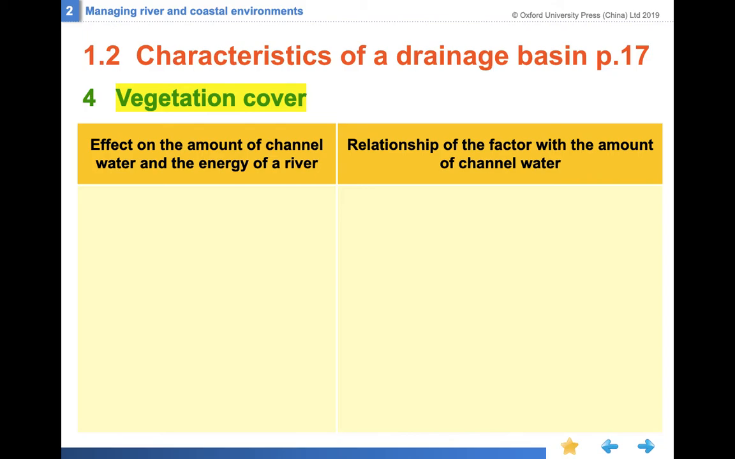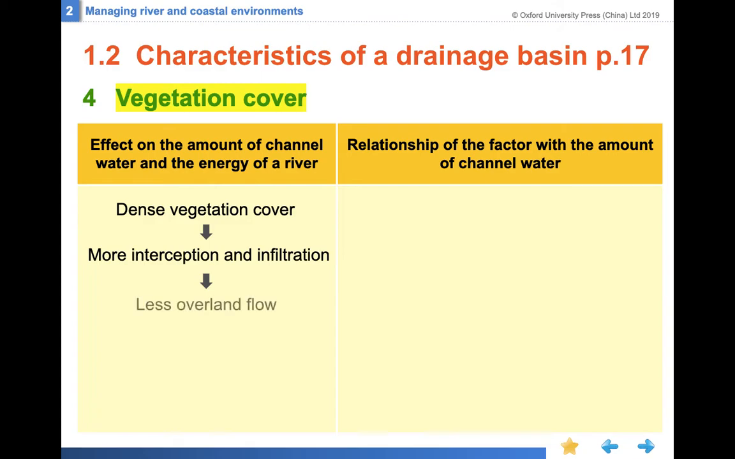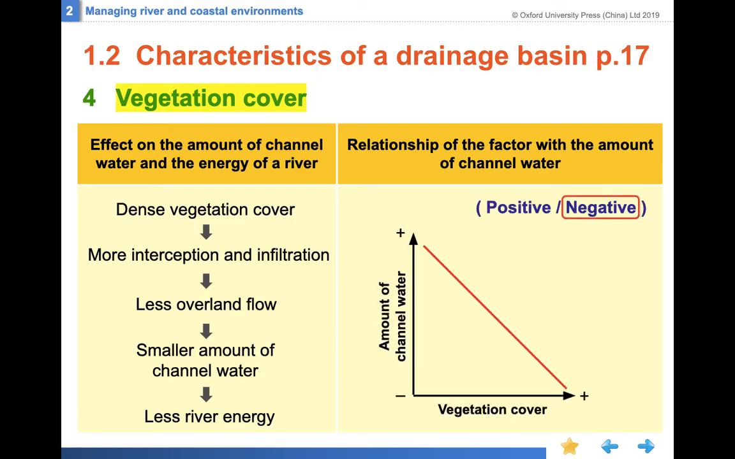the vegetation cover. More vegetation, more interception and infiltration, and thus less overland flow and less river energy. So they are also in a negative relationship.